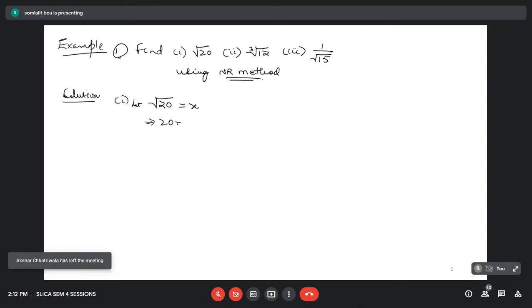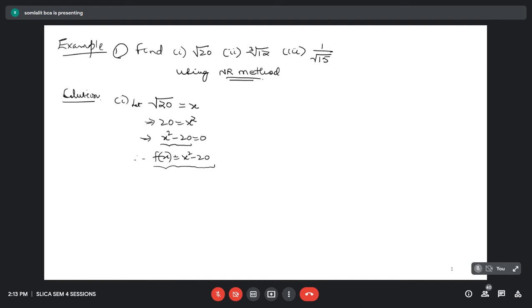So 20 equals to x squared. So now we can write equals to 0 form. So x square minus 20 equals to 0. So this is your function now. So what's your function? f(x) equals to x square minus 20. This is a formation of the function. Now we discuss as we were doing earlier. Okay? What I did, you are asked to find in the first question square root of 20. Let the square root of 20 be x here. Consider the square root of 20 as x. Then just you make that expression free from the square root. So I've squared it. So squaring on both the sides. So 20 equals to x squared.